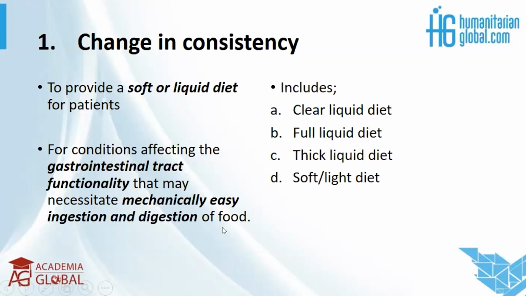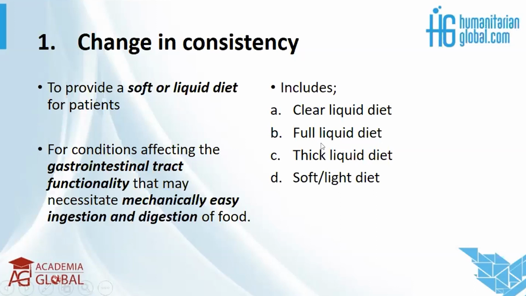We need the food to be easy to chew and easy to digest. So that is why the diet may need to be changed to be soft or liquid. Here we can do it in 4 ways. The 4 common ways that change in consistency is done, I will repeat again, is to make the food a clear liquid diet, full liquid diet, thick liquid diet, and a soft or light diet.